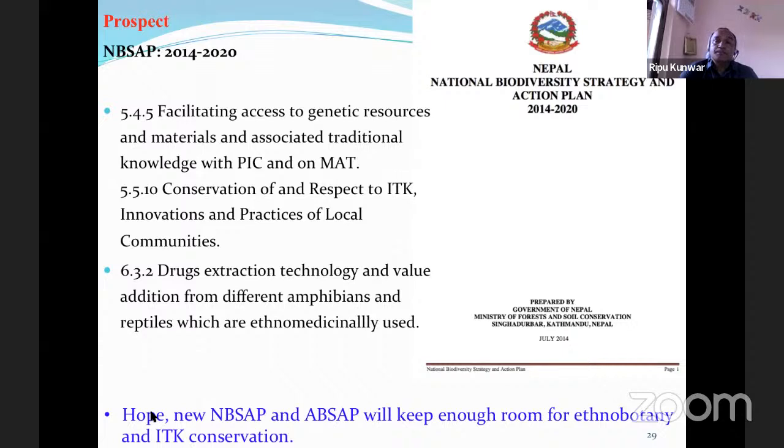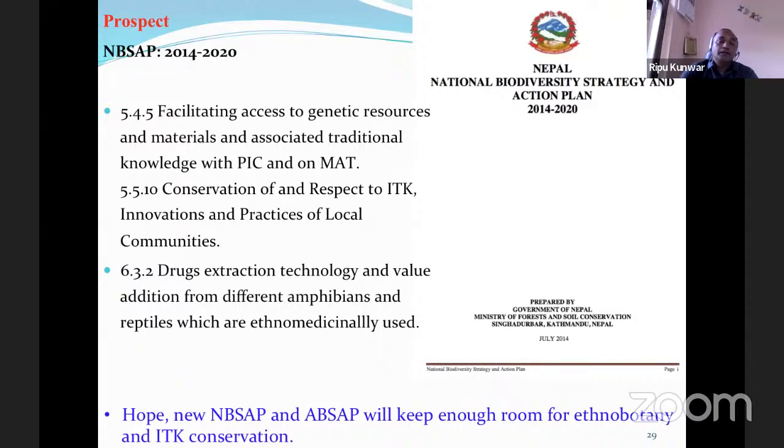Conservation of and respect for ITK, innovation, and practices of local communities. And one thing is very important, and it is clearly spelled out: drug extraction technology and value addition from different amphibians and reptiles which are ethnomedicinally used. So we do have a good number of policy protocols that quietly address and urge the conservation of ethnobotanical medicine in the country.